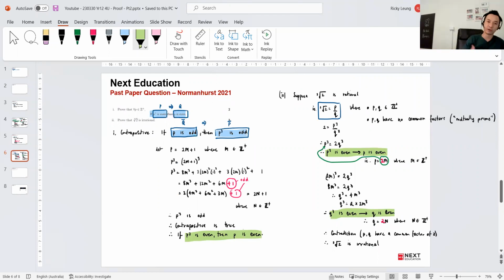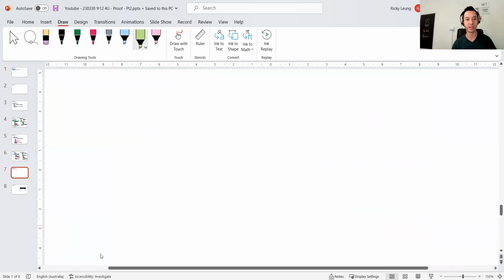Guys, how's it going? Is that all right? So that's the structure for contradiction. I've got one more question, slightly different. It's actually not that hard once you dig into it. You just need to know one fundamental point. Let's do it. It's from Sydney Girls, 2022 past paper.